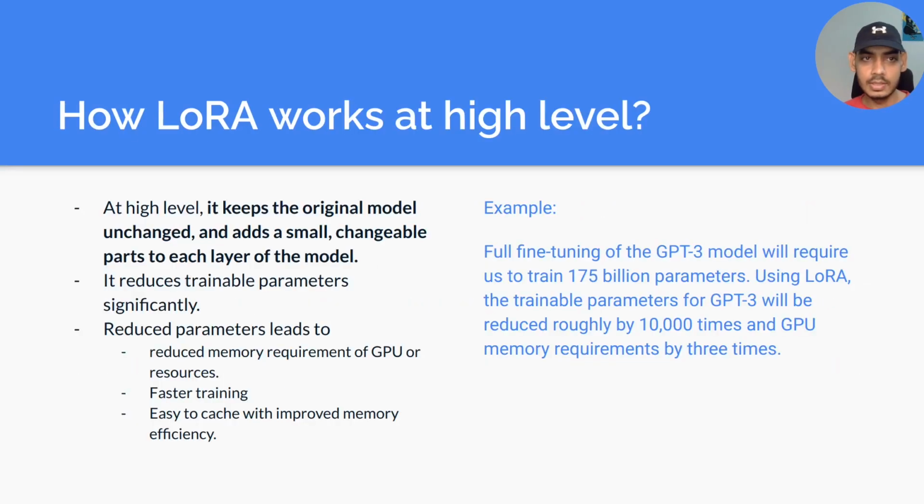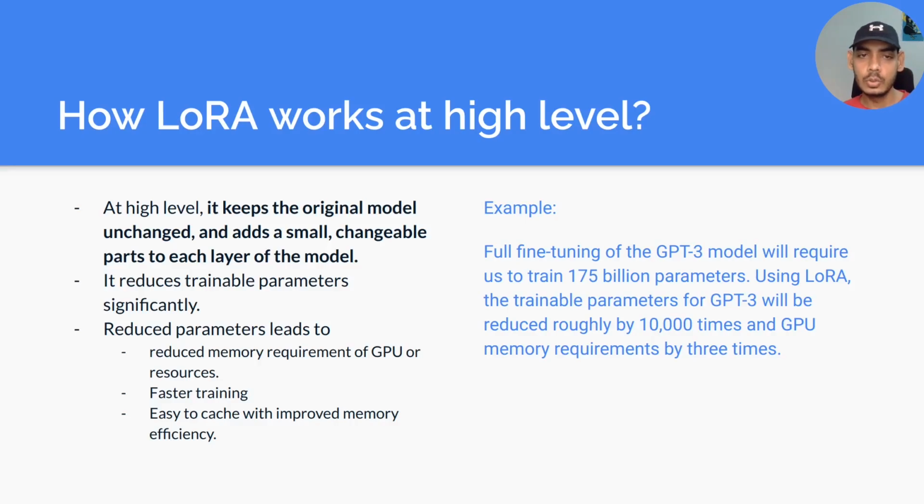So let's understand how it works at a high level. At a high level, you have your original model, which is Llama 3 or GPT models, and you just add a small part or a small weight, okay, to each of the layers of your original model, and you just keep updating that small layer or small weight, whatever you added, during the fine tuning process or the training process.